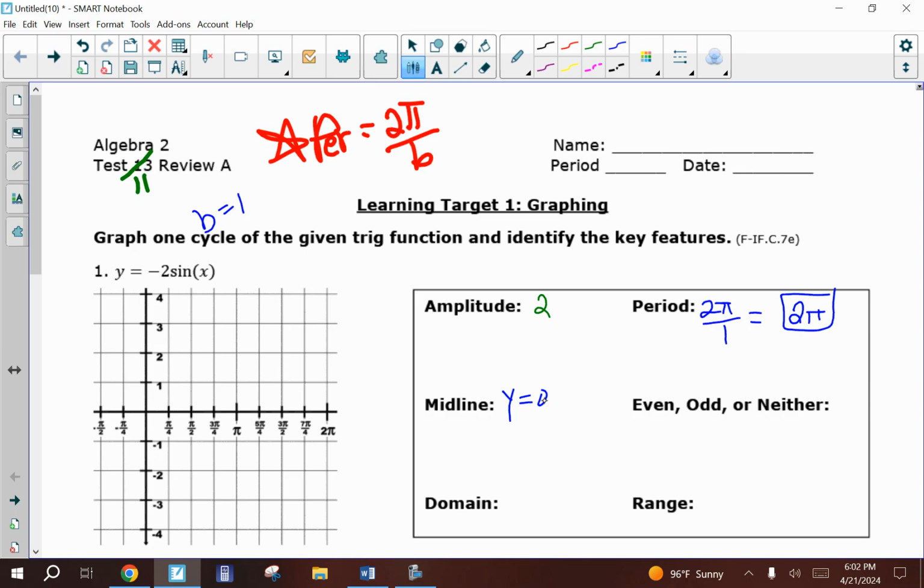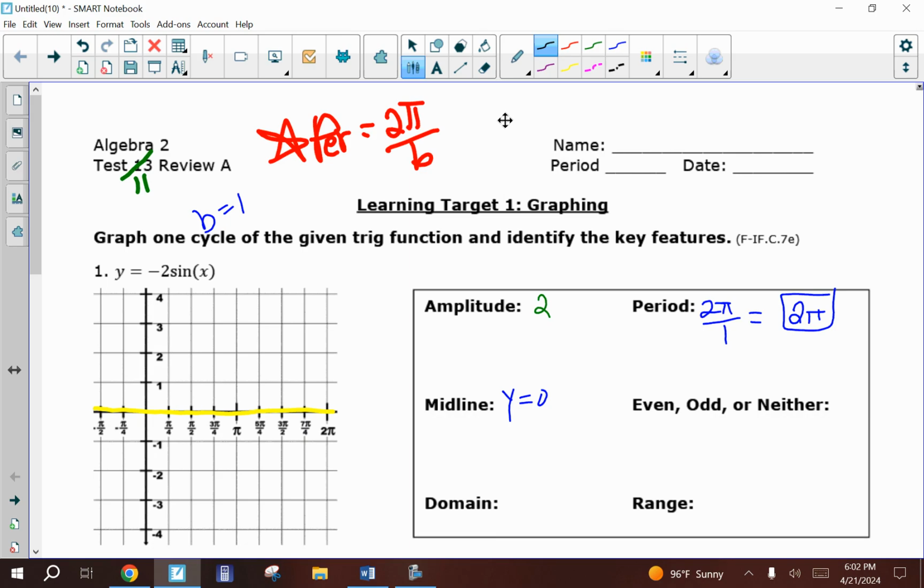We need to first figure out where the midline is going to go. We said earlier that the midline is 0, so this is going to be our midline down here. And the reason why that's important is because you have to kind of know your two shapes, and the amplitude is going to tell us how far to go away from the midline.